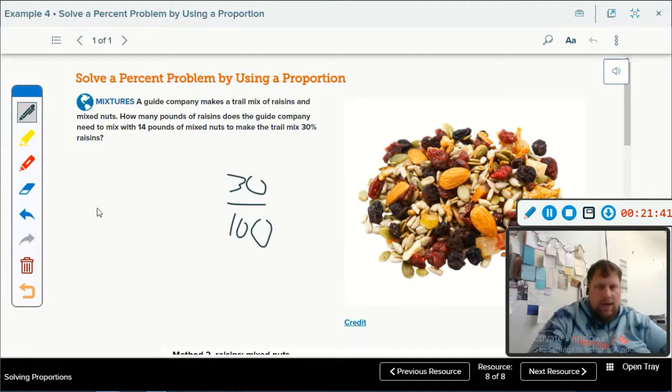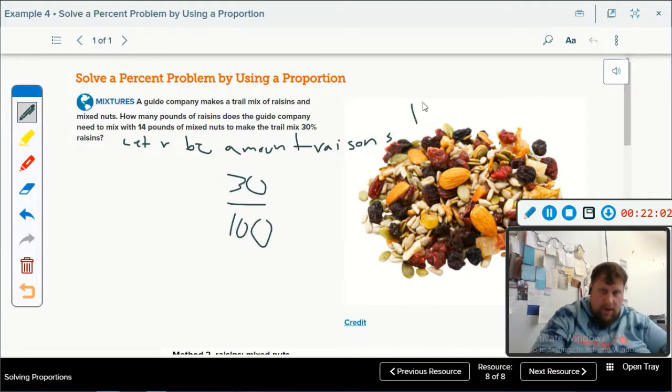And what we want is we're going to let R be the amount of raisins. So we need to know how many pounds of raisins, right? And we're going to do this in pounds. It's also important to identify the units, okay? Because it's talking about pounds of mixed nuts, we need to do pounds of raisins. So I want to know how many pounds of raisins do I need to add to 14 pounds of nuts to get a 30% mixture, so 30 out of 100 mixture.